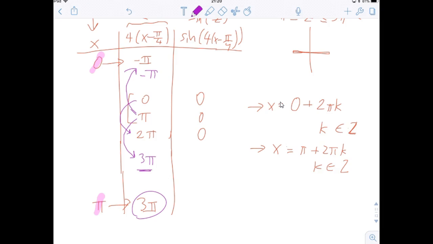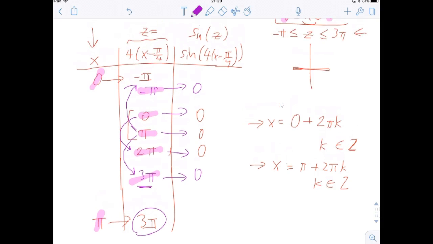So we have 1, 2, 3, 4, 5 solutions, and the solutions are these 5 solutions here. All these solutions give us sine values of 0 when we plug them into sine. Okay, sine of negative pi is 0, sine of 0 is 0, sine of pi is 0, sine of 2 pi is 0, and sine of 3 pi is 0. And they are all within the modified domain here, right?